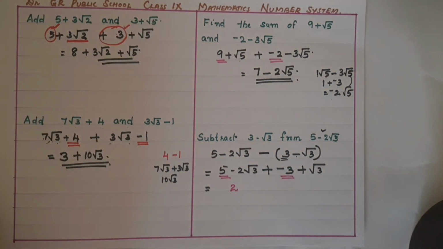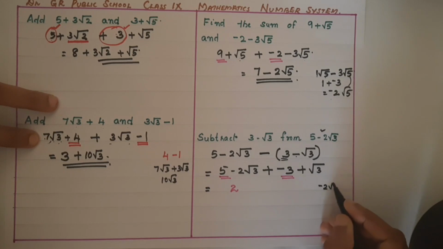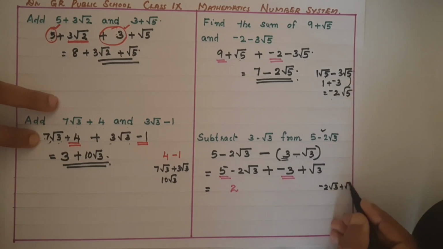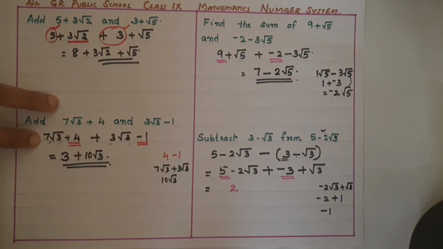Then what is the irrational part? Minus 2 root 3 plus root 3. Root 3 means it is 1 root 3. So minus 2 plus 1. What is minus 2 plus 1? Minus 1. Then we have root 3 also.